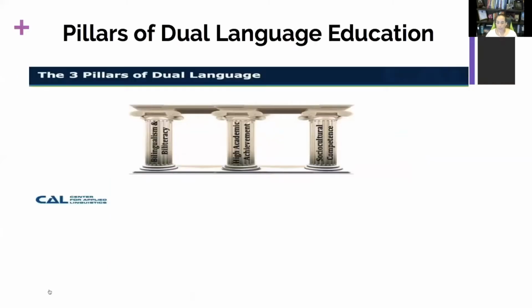And I always take it back to the three pillars, because if we focus on these three pillars of education, like I always say, we're going to be fine, right? If we focus our lesson planning on these three pillars, we should be fine. When we think about anything that has to do with dual language or TBE classrooms, we should think about bilingualism and biliteracy. Is it meeting that goal? Is it meeting the goal of high academic achievement? Is it meeting the goal of sociocultural competence? If it's not falling into any of those three, then we've got to stop, pause, and think, maybe I should just hold off on this. Or how can I change it up so that it falls under one of these three pillars, if not all?